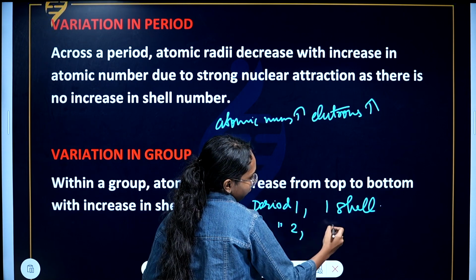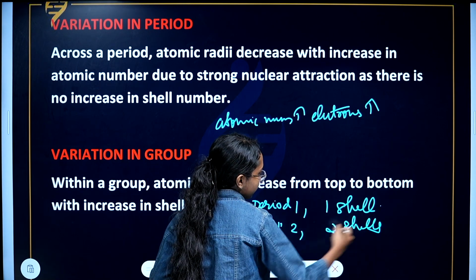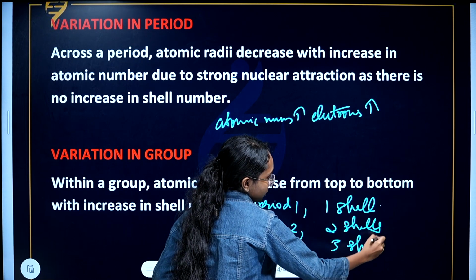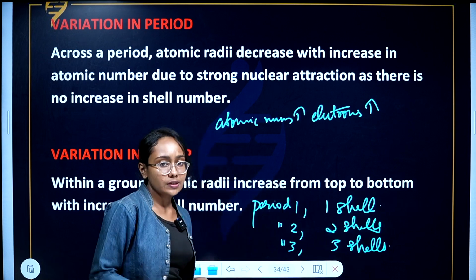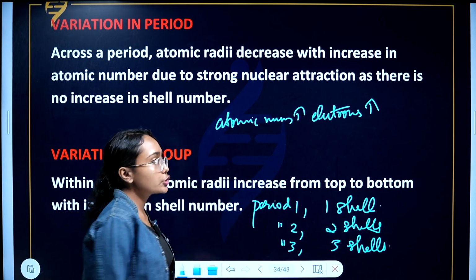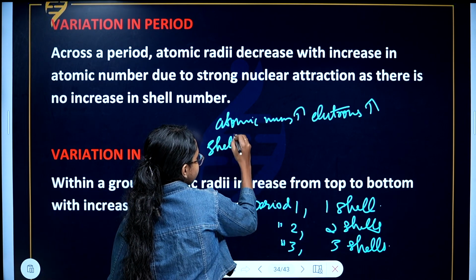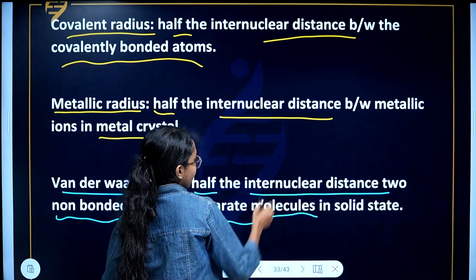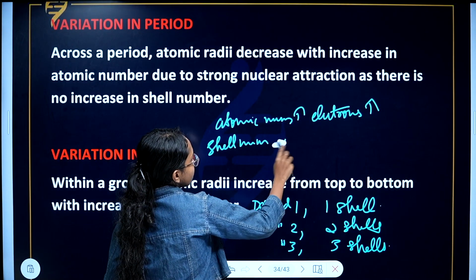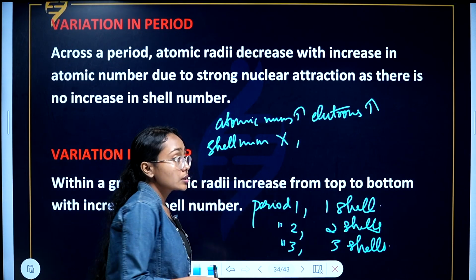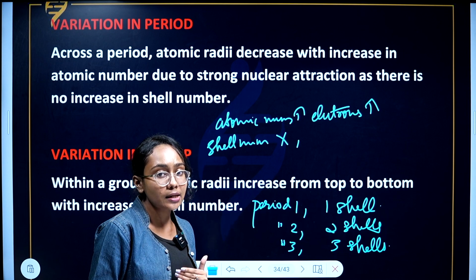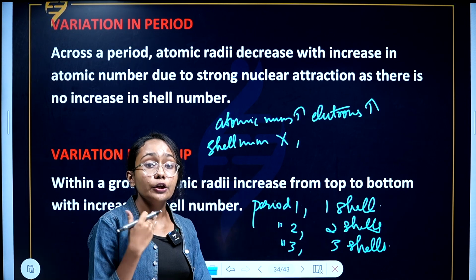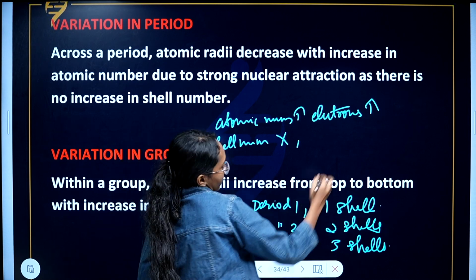In period 2, we have two shells. In period 3, we have 3 shells. It goes on increasing. So, along a period, shell number isn't changing. As the electrons increase, as atomic number increases, but shell number is not increasing, hence the nuclear force of attraction increases.